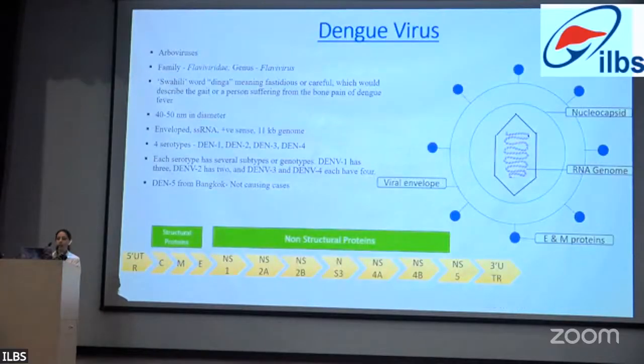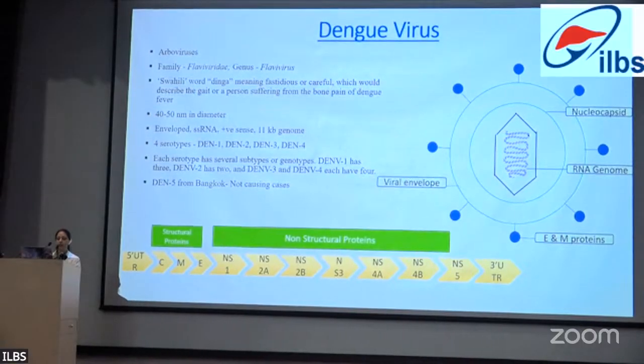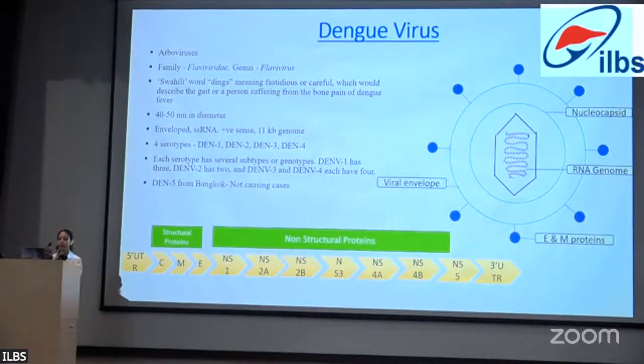Dengue is an arbovirus belonging to the family Flaviviridae, genus Flavivirus. The name is derived from the Swahili word dinga, which means fastidious or careful, which would describe the gait of a person suffering from the bone pain of dengue fever. It is 40 to 50 nanometers in diameter and harbors an RNA genome of 11 kilobases. Its virion shows an icosahedral envelope arrangement surrounding a spherical nucleocapsid core measuring 30 nanometers in diameter.